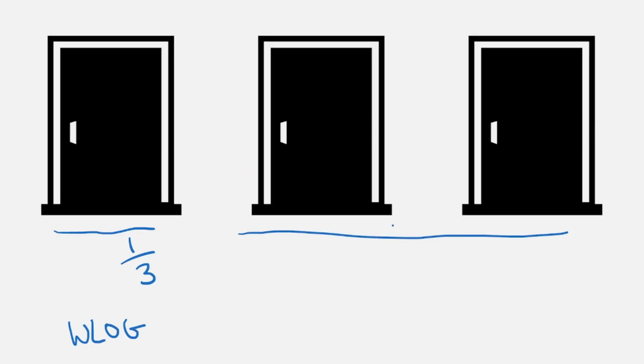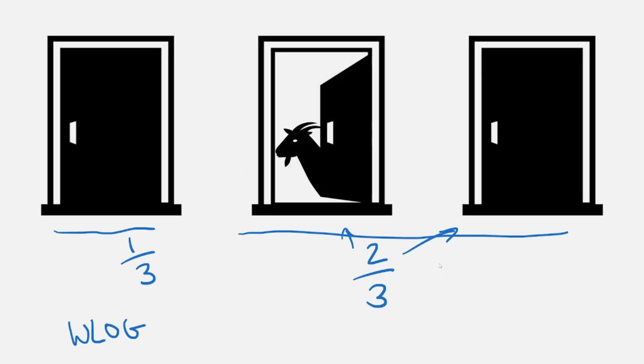Okay, jumping right in, I'm going to say without loss of generality that this door is the one we pick. And so that's going to be a 1/3 chance that the car is here. Okay, now what's the chance that the car is over here instead? It's 2/3 distributed evenly across both doors. And then your host comes along and opens one of these doors, revealing a goat. Okay, now this 2/3 is no longer distributed evenly across these two. This one is gone, and so the 2/3 is just assigned to this door.